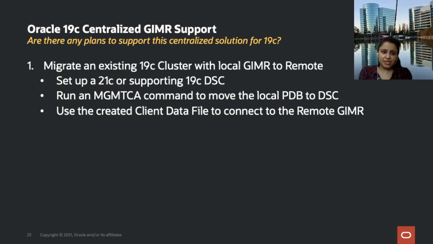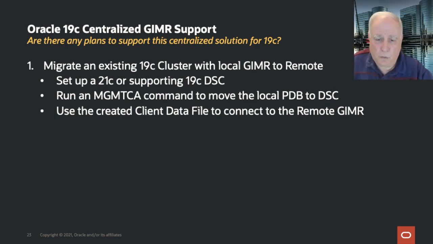And there are some steps you need to follow to migrate an existing 19C cluster with local GIMR to remote. You need to set up one 21C or 19C DSC with the supporting version for the remote GIMR. And then you need to run mgmtc commands to move the local PDB to the DSC, which will in turn generate a client data file at the DSC. You need to copy that client data file to the remote cluster to import the credentials to connect to the corresponding PDB remotely. So by this way, we will be converted from a local GIMR to a remote GIMR.